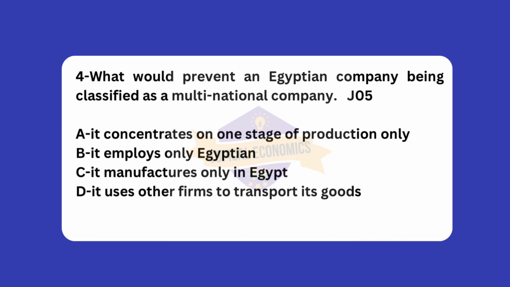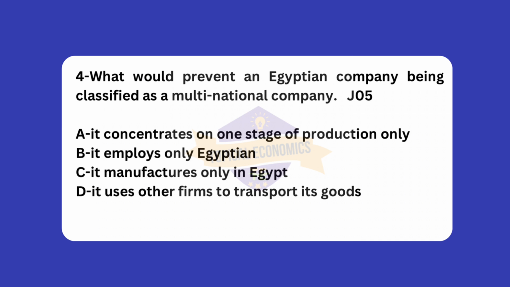Now, a company must operate in multiple countries to be classified as a multinational. Manufacturing only in Egypt does not meet the MNC criteria. Option A, concentrates on one stage of production only. So here a company can focus on one stage and still be multinational if it operates in multiple countries. Looking at option B, it employs only Egyptians.